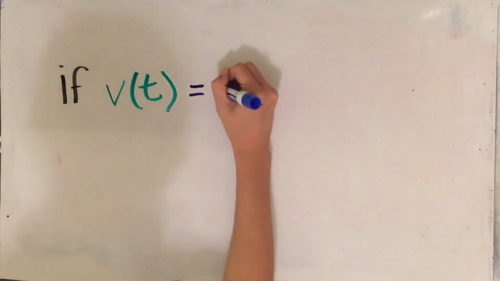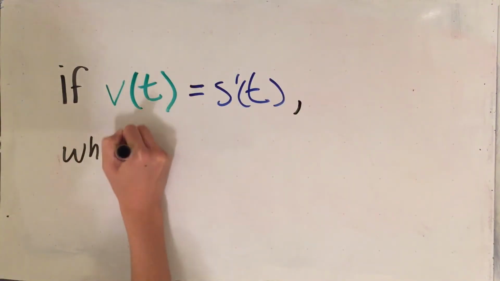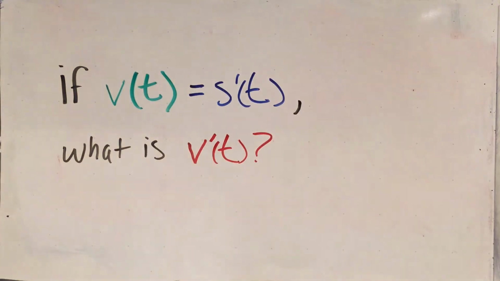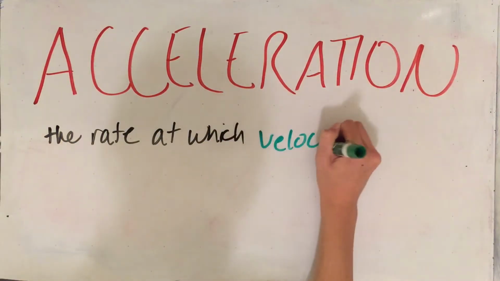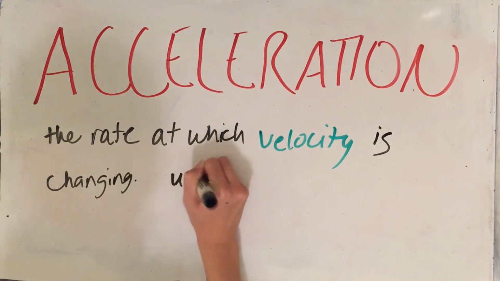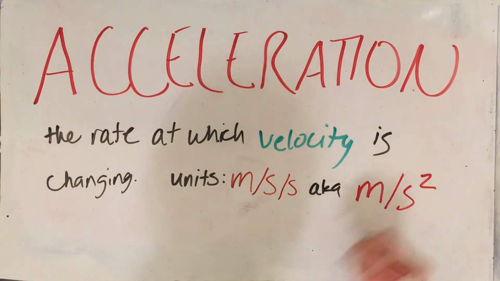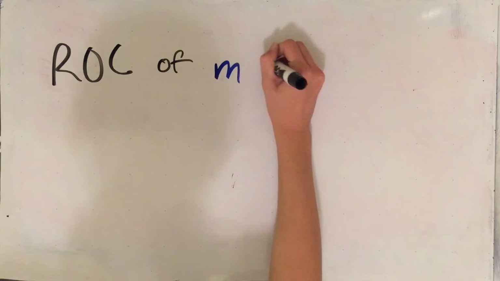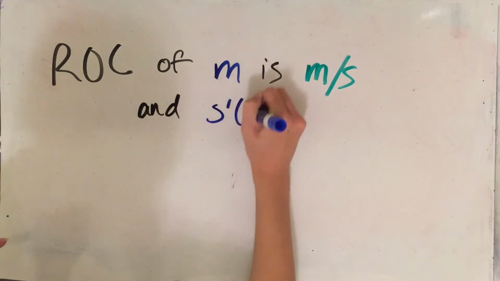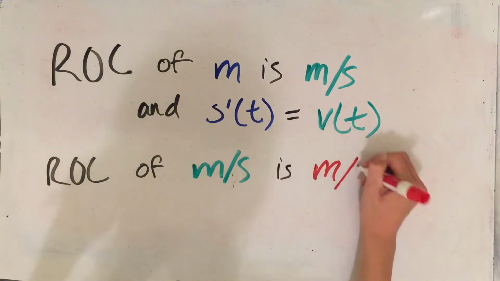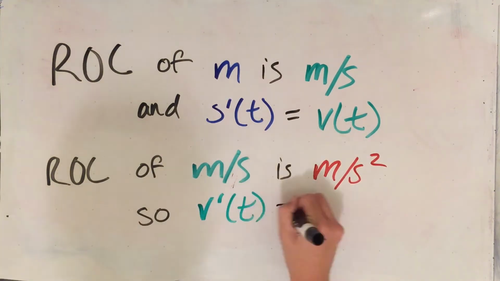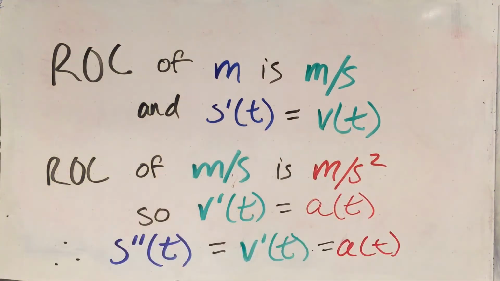Let's try something else. We know that velocity is the derivative of position, but what is the derivative of velocity? It's acceleration, the rate at which velocity changes. Its units are meters per second squared. The rate of change of meters is meters per second, and the derivative of position is velocity. The rate of change of meters per second is meters per second squared, meaning the derivative of velocity must be acceleration.